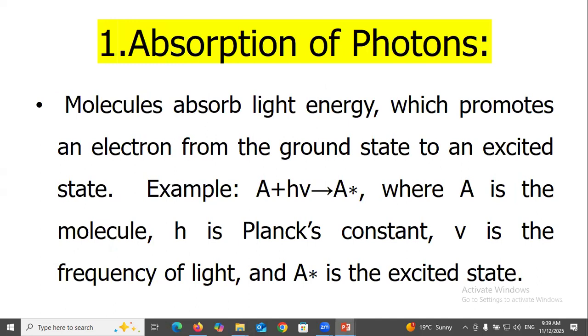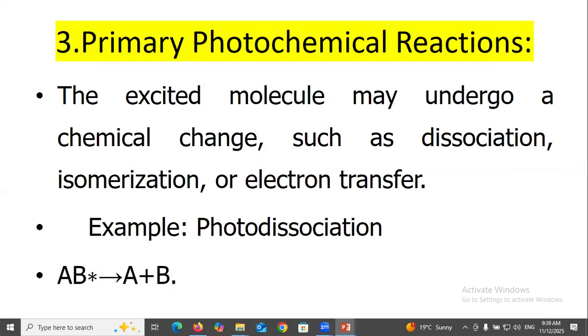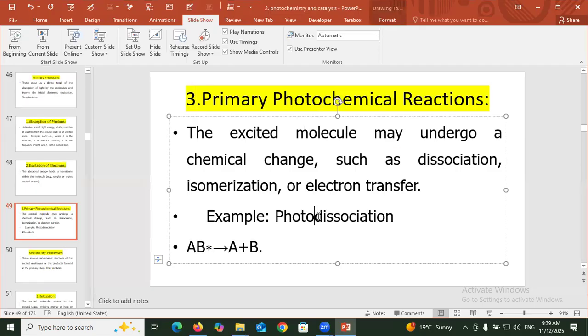Molecules absorb light energy, which promotes an electron from the ground state to an excited state. Example, A plus hν gives A star, where A is the molecule, h is the Planck's constant, ν is the frequency of light, and S star is the excited state. Excitation of electrons: the absorbed energy leads to transitions within the molecule, to a singlet or triplet excited state. A primary photochemical reaction: the excited molecules may undergo a chemical change such as dissociation, isomerization, or electron transfer, for example, photodissociation. So AB star gives A plus B.